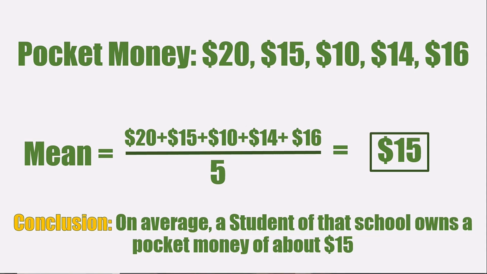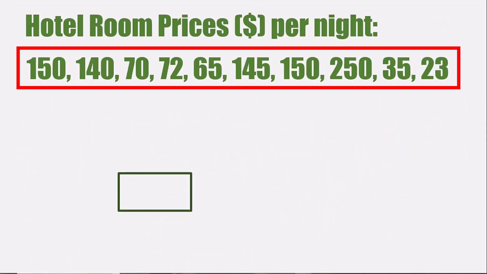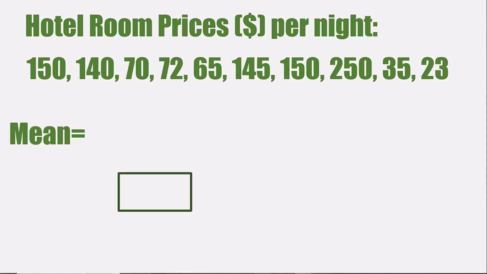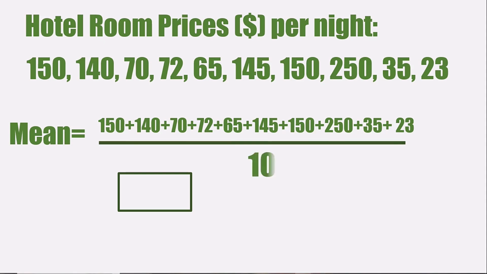Let's get to one more example. We have this hotel price per night example. Those are the prices for the hotel, let's say maybe in Lagos. And to calculate the mean, you first sum up all the values, then you divide it by the count. We have 10 different prices there. You get a mean of 110.